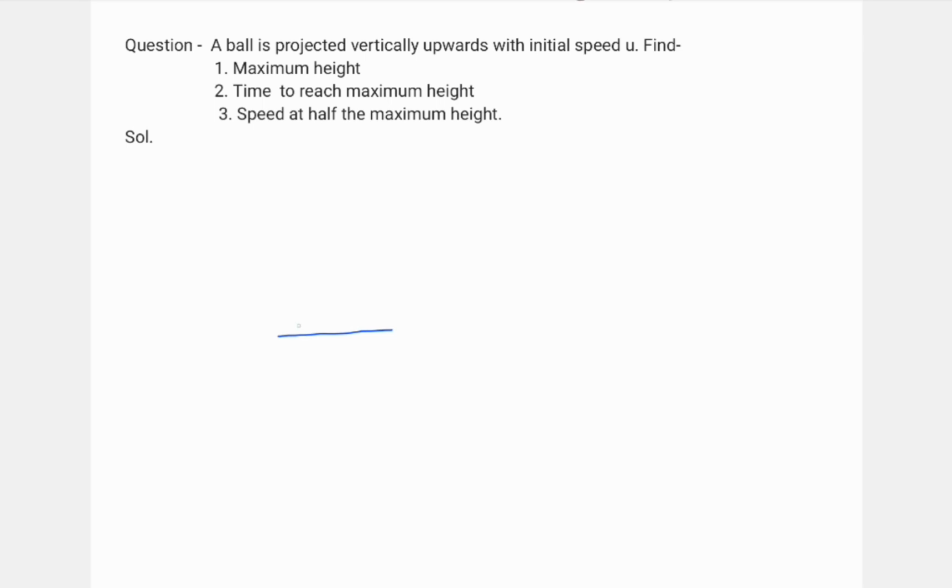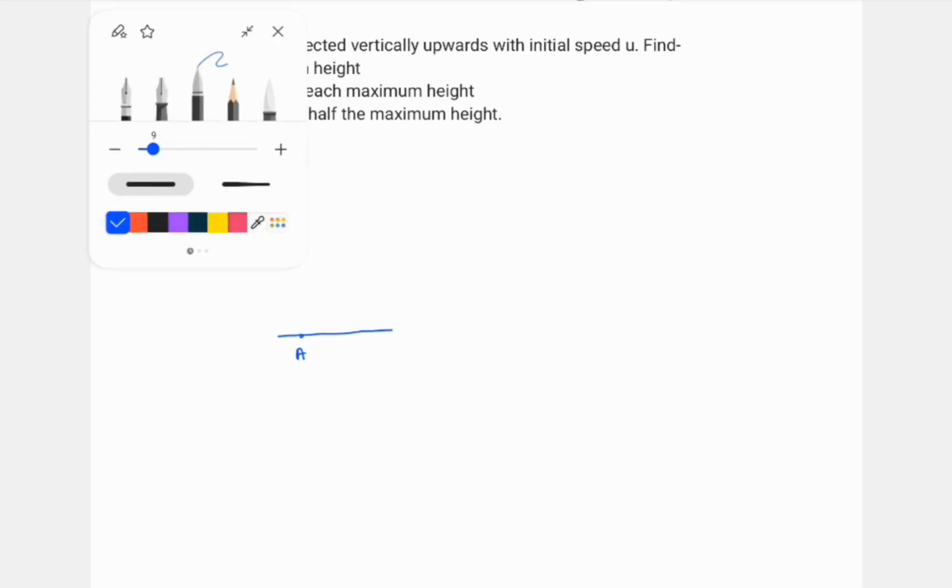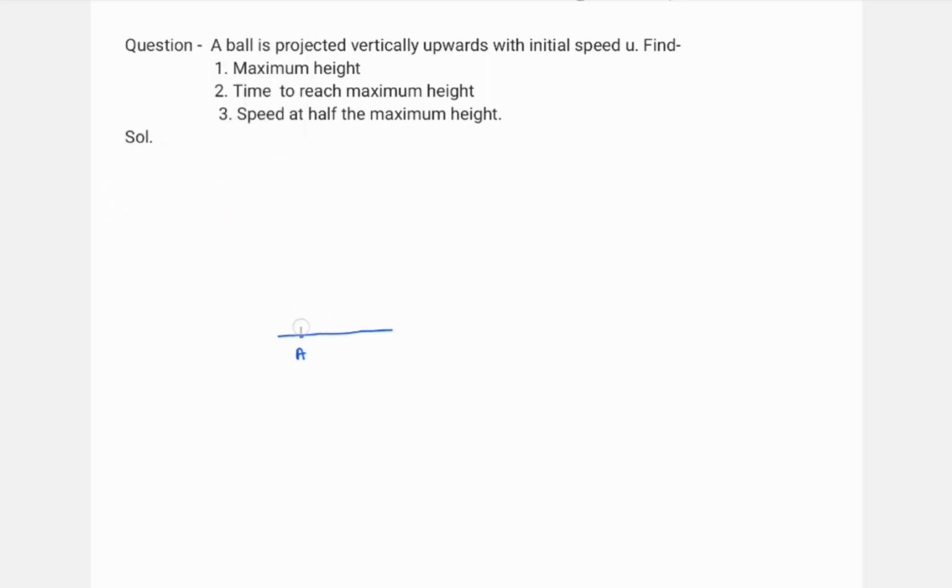Here I have a flat surface. Let us consider this is point A. From point A, I have vertically thrown a ball in an upward direction. The ball is going to travel some distance. After that, it is going to stop for an instant, and then it will start falling back. It will hit the ground.